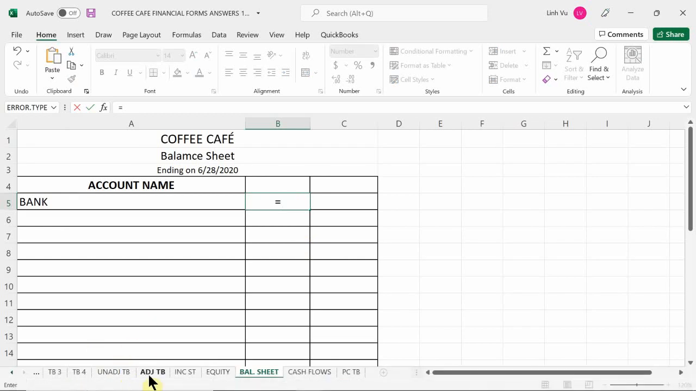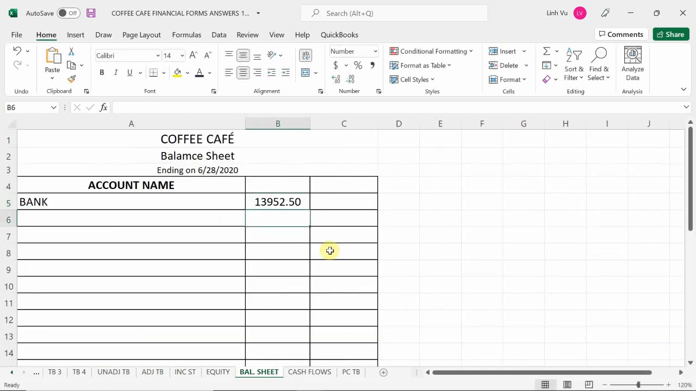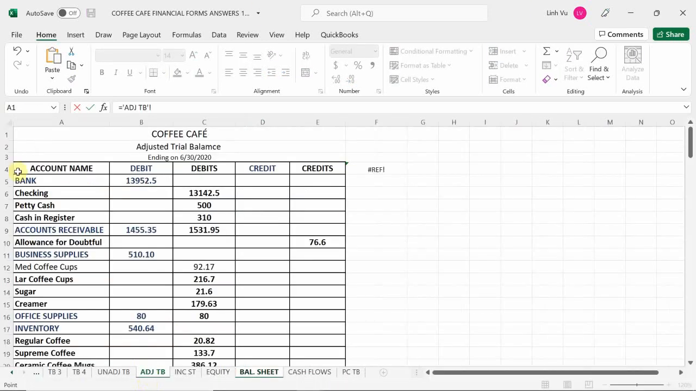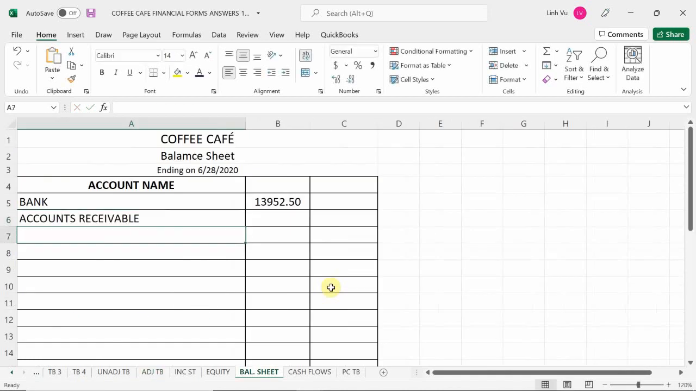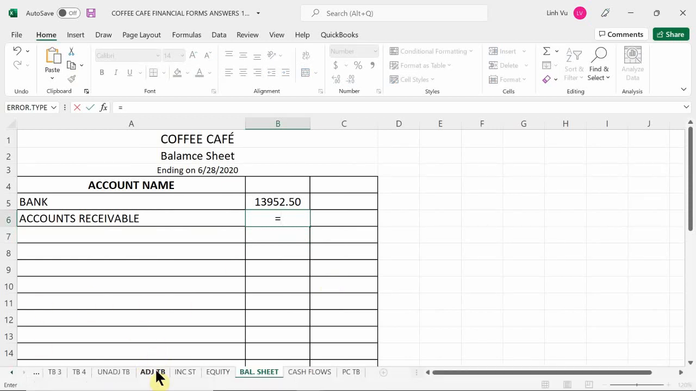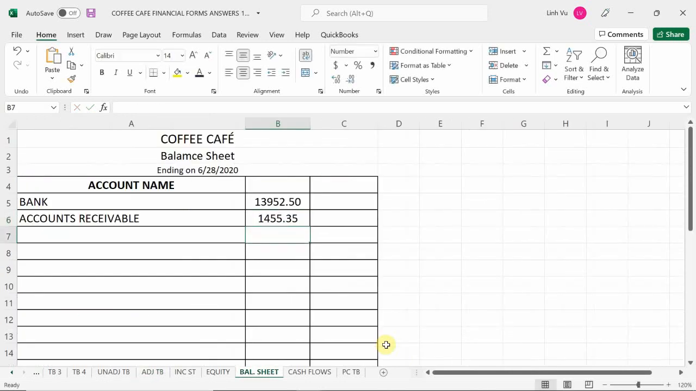So here, my bank account has a total of $13,952.50. Okay. Next account that I have is my accounts receivable. Okay. Currently holding a balance of $14.55 35. Okay.